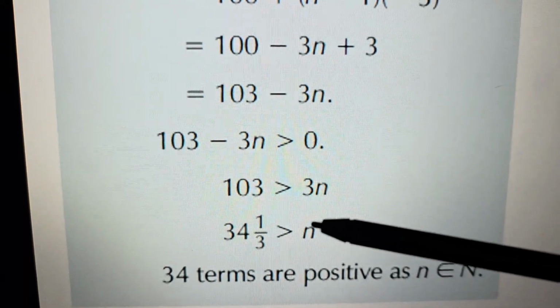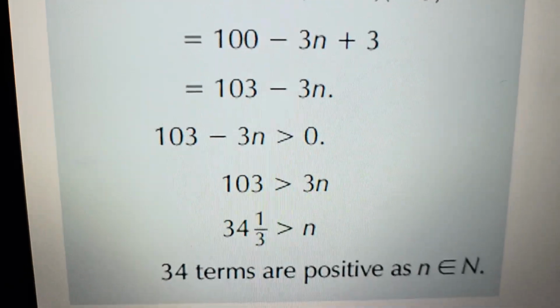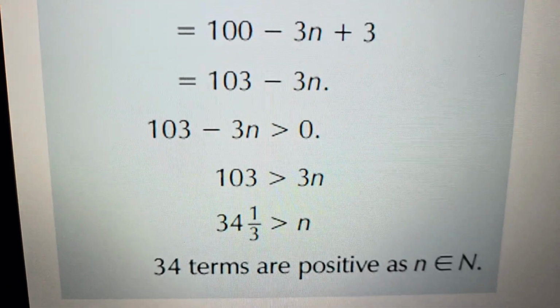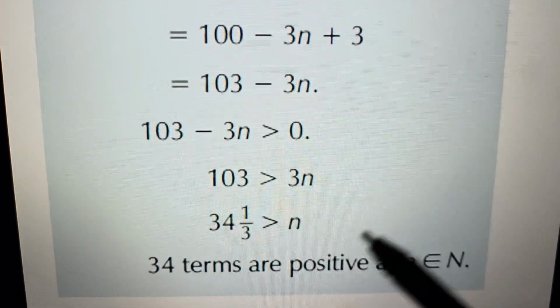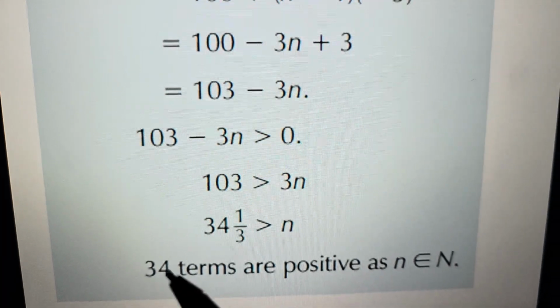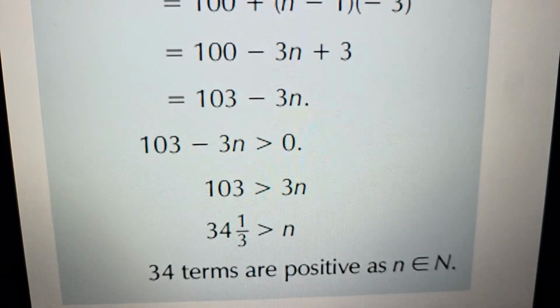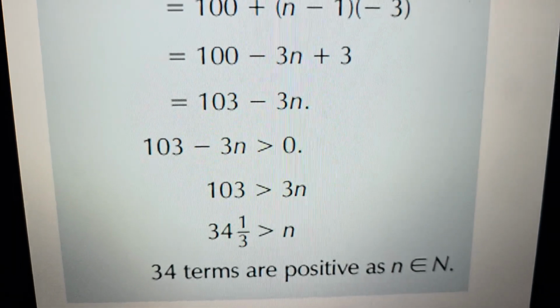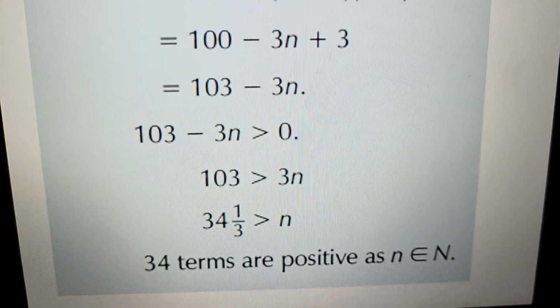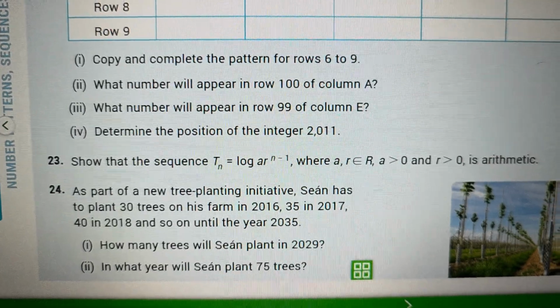So the greatest number n could be, if it's less than 34 and a third, is 34. That means the first 34 terms in that sequence are positive, and you can check. Get term 34, and it should work out to be a positive term. Then get term 35, sub it into your T of n formula, and you should get a negative term. That will then prove that the first 34 terms are positive, but the terms after the 34th term would end up being negative.